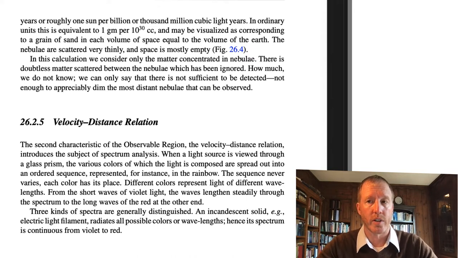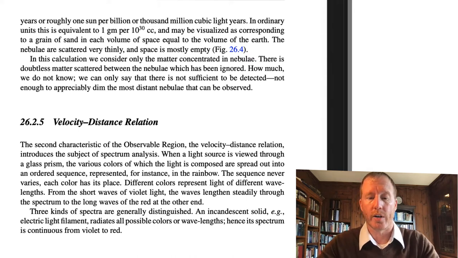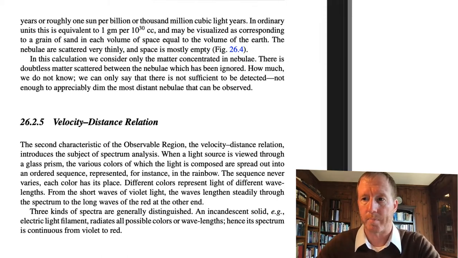The universe is stationary. Hubble had a very different viewpoint that was based on the work of scientists like Vesto Slipher. So how do we know whether the nebulae are moving or not? Well, it's based on a technique called spectroscopy. So I want to give you a quick introduction to the science of spectroscopy.